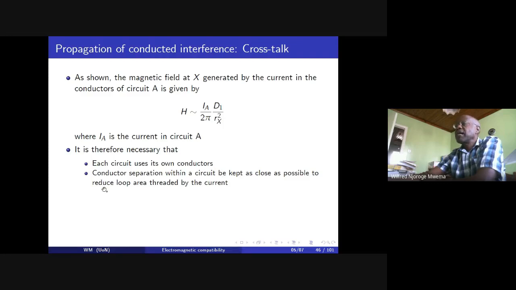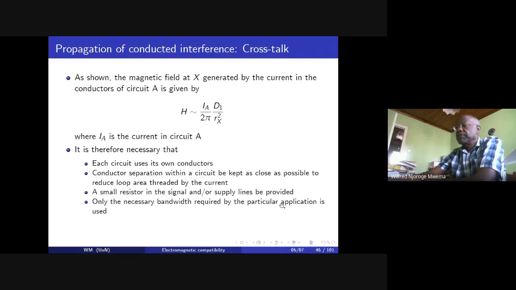You don't want to make the currents go very long distances, such that they make a big cross-section area. That is, the forward current and the return are following very large paths, therefore describing a very large area through which the magnetic field lines can thread. This will increase the induced voltages or the interference voltages as well. We must use small resistors in the signal and or the supply lines to try and drop some of the voltages, so to speak. So only the necessary bandwidth required by the particular application should be used.